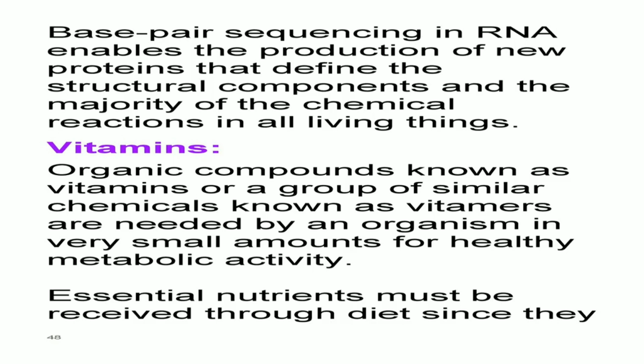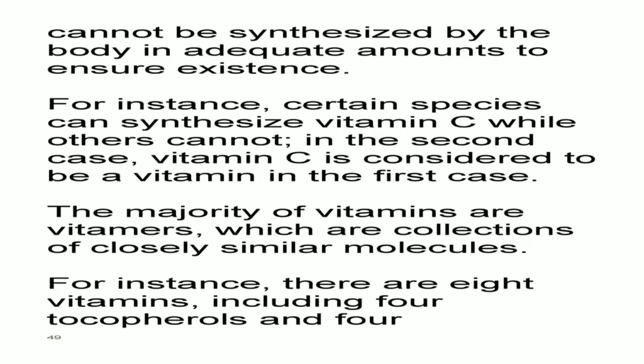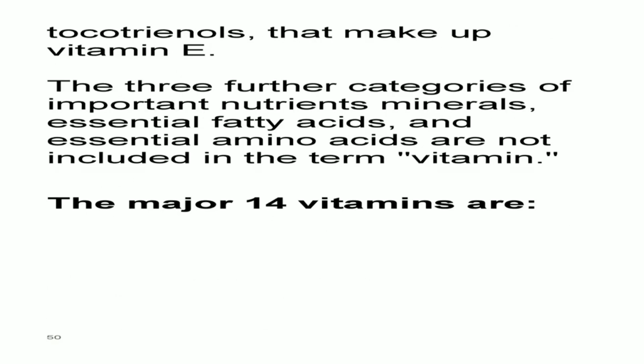Vitamins. Vitamins are a group of organic compounds needed by an organism in very small amounts for healthy metabolic activity. Essential nutrients must be received through diet since they cannot be synthesized by the body in adequate amounts to ensure existence. For instance, certain species can synthesize vitamin C while others cannot. In the second case, vitamin C is considered to be a vitamin; in the first case it is not. The majority of vitamins are vitamers, which are collections of closely similar molecules. For instance, there are 8 vitamers, including 4 tocopherols and 4 tocotrienols, that make up vitamin E.